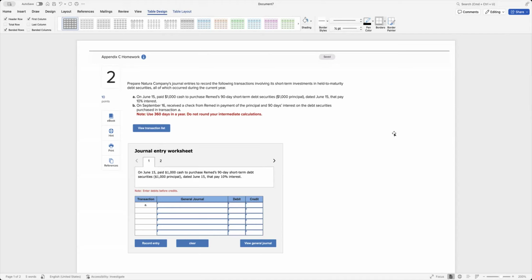So 90 days of interest at 10% on that $1,000 on the debt securities purchased in transaction A. And then it has a note, use 360 days in a year. Do not round your intermediate calculations.